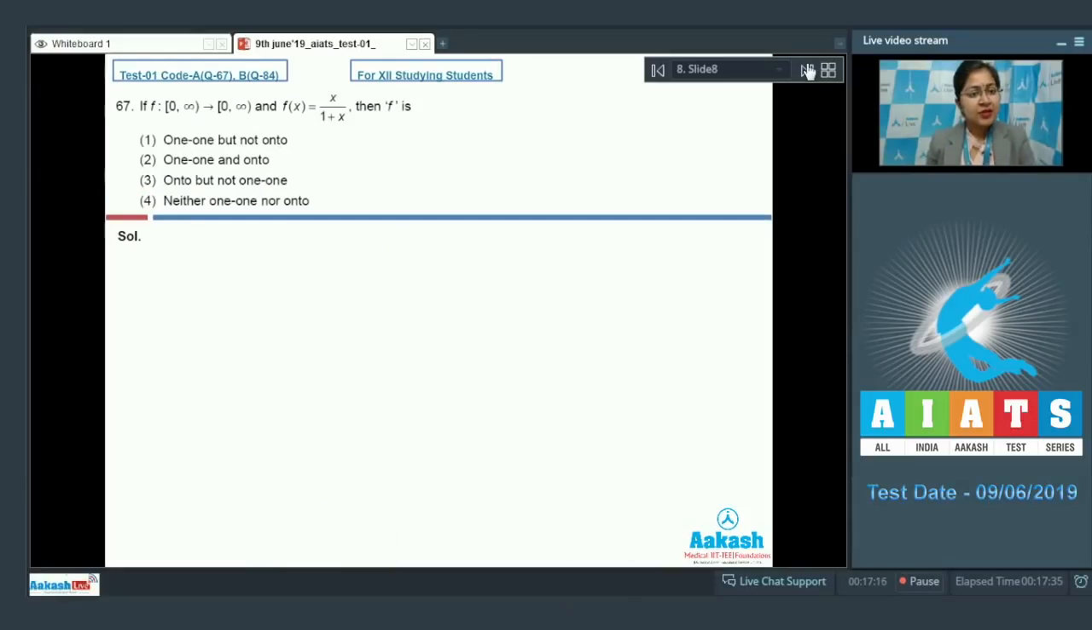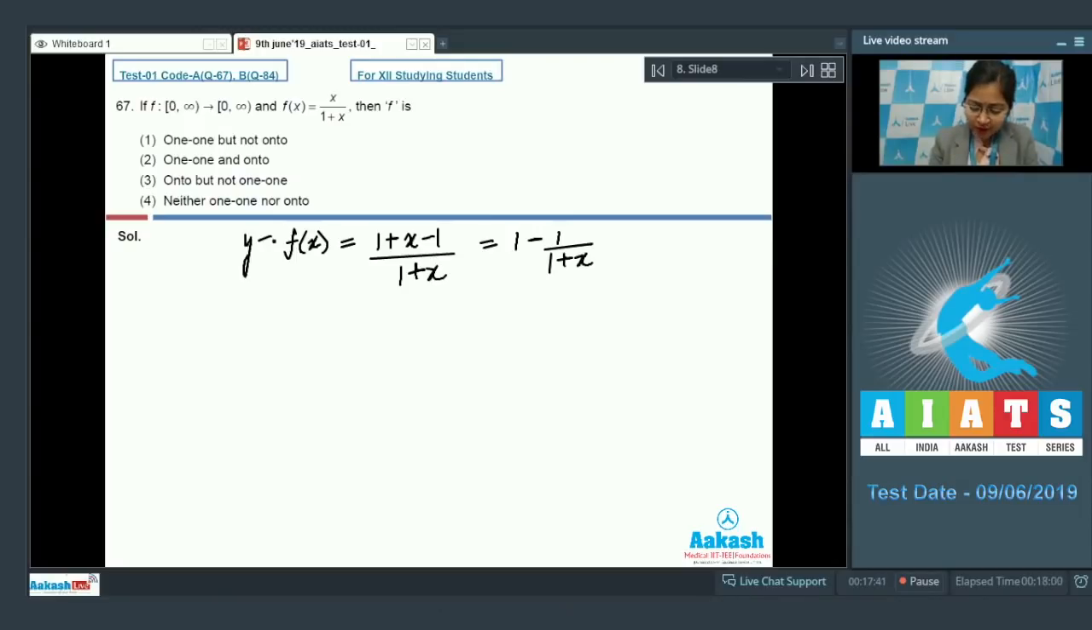Next is question number 67, which says that if f goes from 0 to infinity up till 0 to infinity and fx is equal to x upon 1 plus x, then f is. Now here fx can be written equal to, let us add and subtract 1 here. So we will get it equal to 1 minus 1 upon 1 plus x, and let us assume fx equal to y. So this is equal to y minus 1 into 1 plus x equal to minus 1.